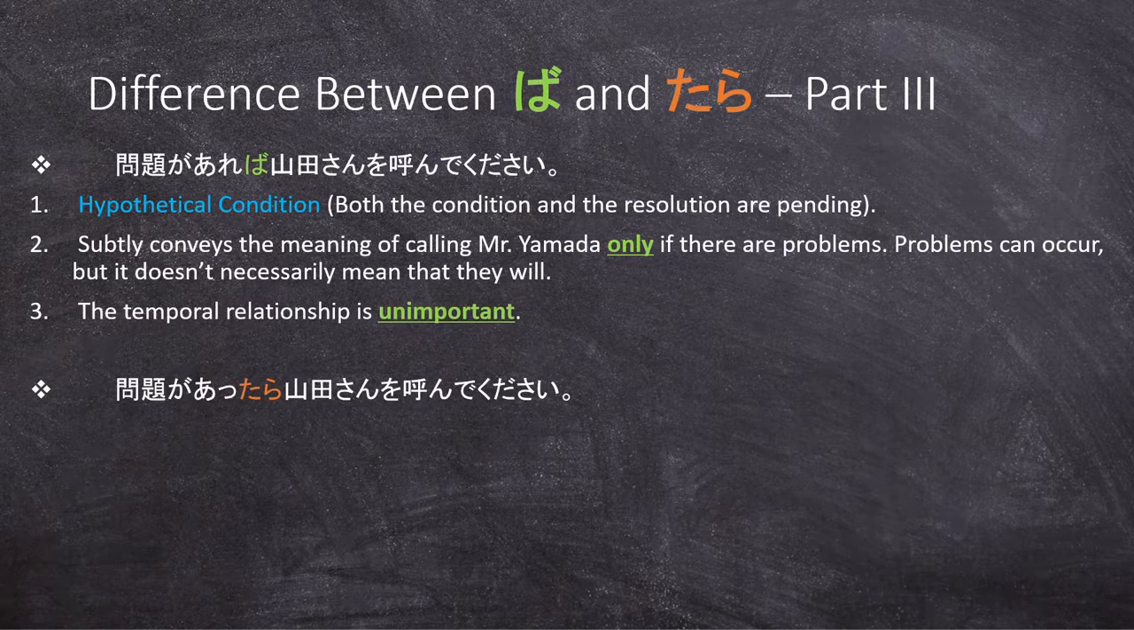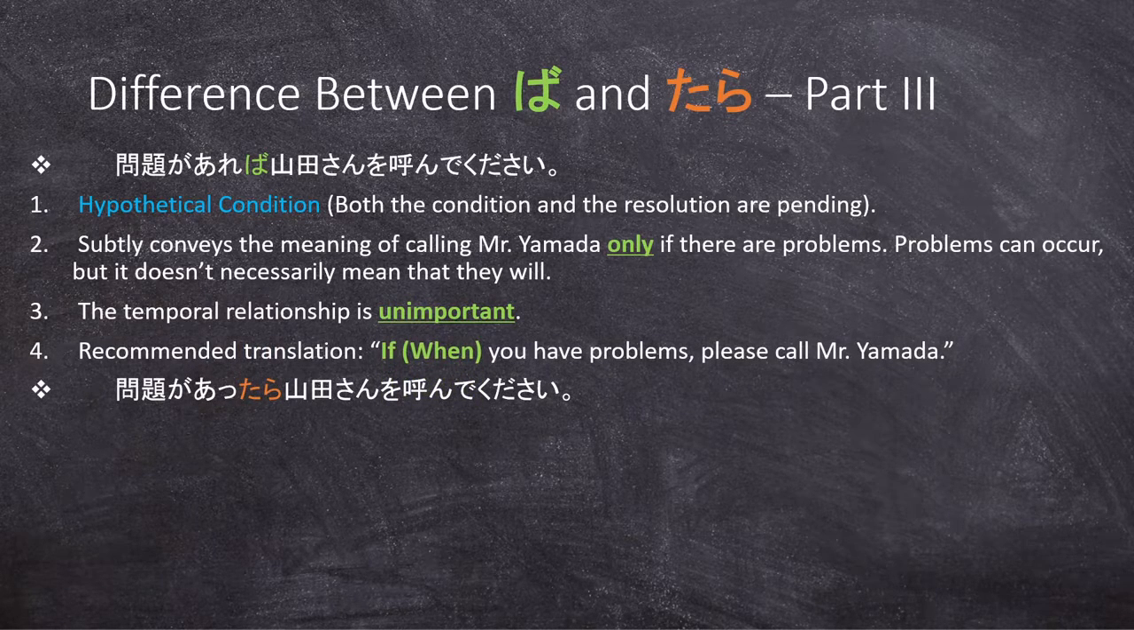Now, the third thing that we must consider in this sentence is the temporal relationship. And overall, it is unimportant because here problems can occur, but it doesn't necessarily mean that they will. And this sentence is not specifically set in a given period of time. And finally, we have the recommended translation.